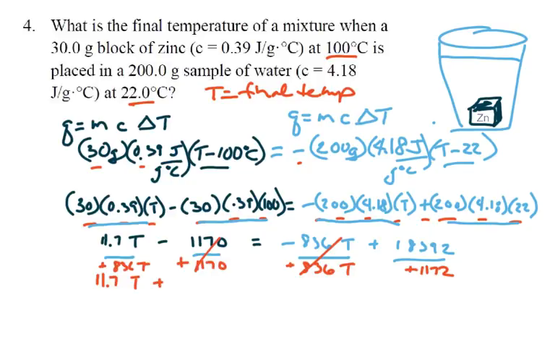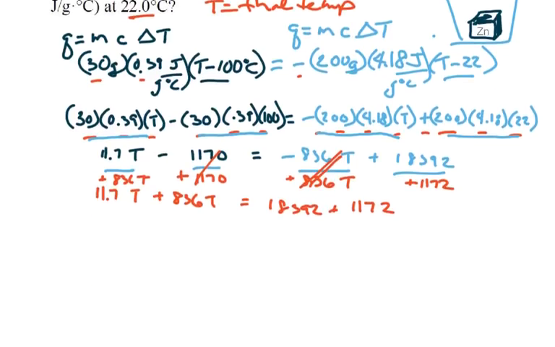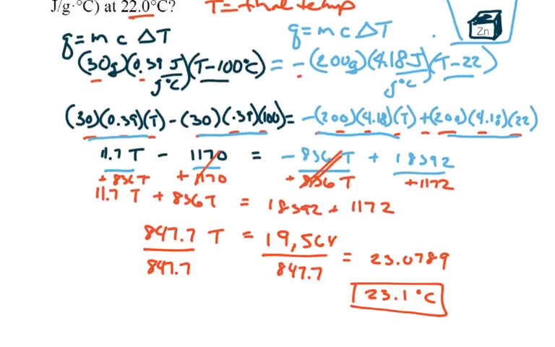So if I add things to both sides, then I can get rid of my 8.36. So 11.7t plus 8.36t equals, I have 18,392 plus 1,172. Okay, and I'm going to combine those terms. And we can see when I put those together, I get 11.7t plus 8.36t, which comes out to be 847.7t.